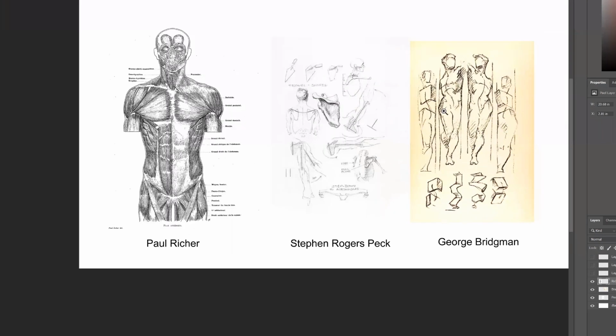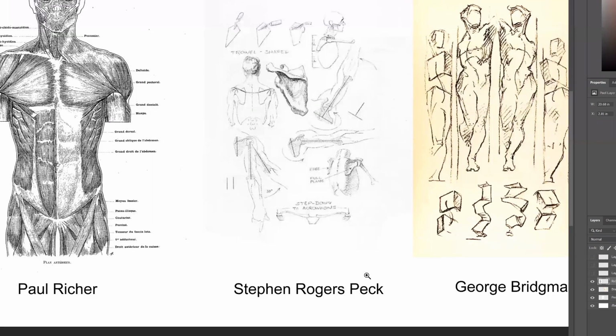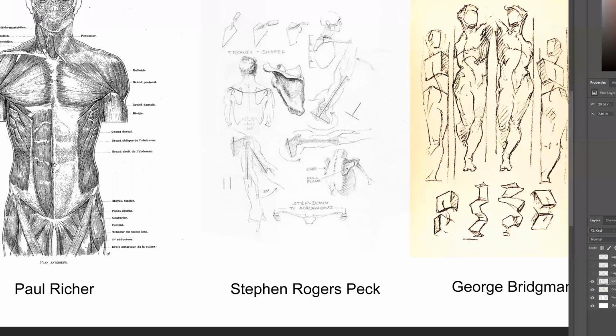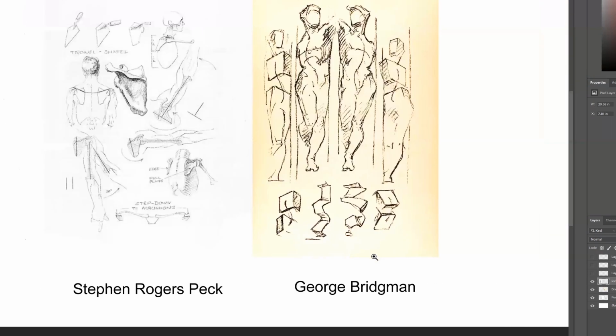Okay. So this, I'm not going to go into detail specifically with each one of these artists. I'm just wanting to introduce you to different ways of studying. And so George Bridgman, who again is a very famous artist.